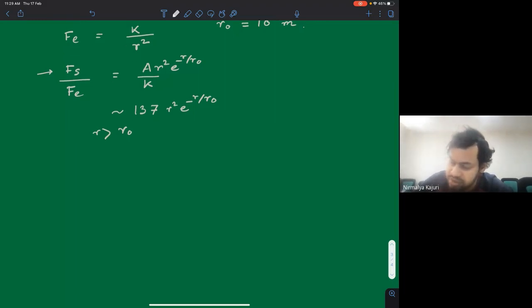So if you plot this as a graph, you will get something like that. Goes up and then it falls down very quickly. And after a certain distance, the effect of strong nuclear force compared to electrostatic force will be completely negligible. But there's a short distance where this dominates. Okay, good.